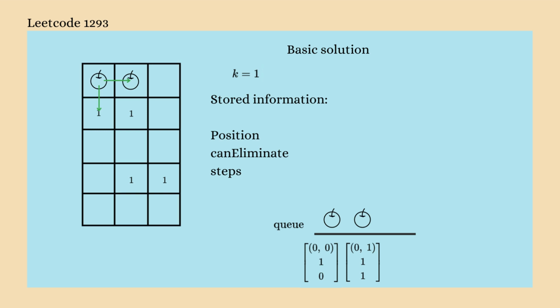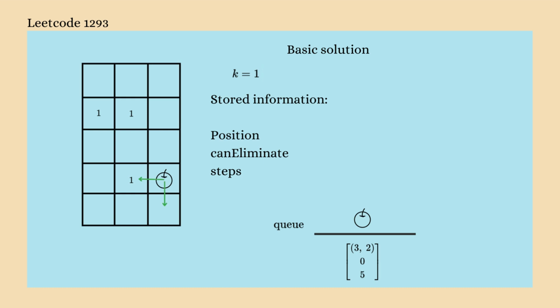On the other hand, if we go down, we push the third apple to the queue. The position becomes 1, 0. The can eliminate variable decreases by 1 because we are passing through an obstacle. The steps variable is increasing by 1. This process continues, and at some point, we will arrive at the position 3, 2, where can eliminate variable equals 0 and steps variable equals 5.